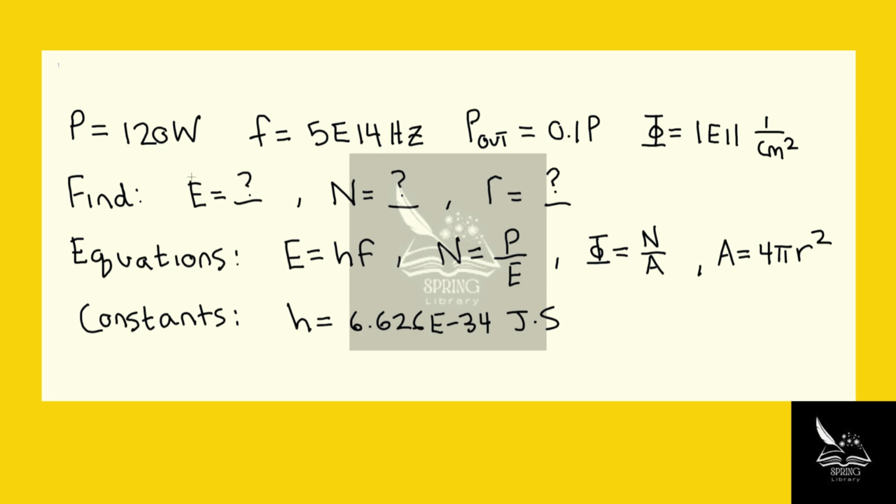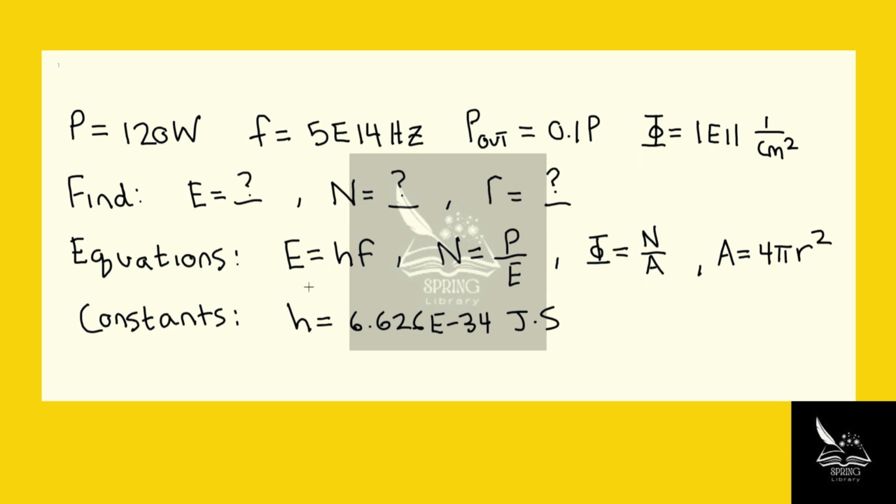So we're asked to find the energy of an individual photon, of all the photons being emitted. We're asked to look for the number of photons being emitted per second. And we're also asked for a radius such that, assuming that the photons are emitted in all directions uniformly, what radius would result in the flux that's given, number of photons per square centimeter.